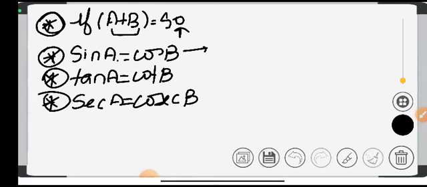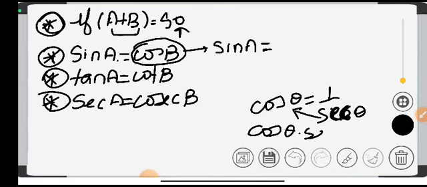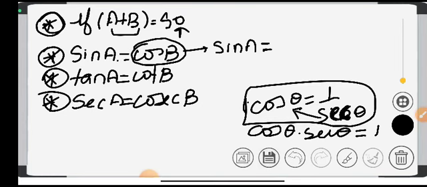If I write this one as sin A, sin A as it is, and if I write cos B, what is cos B? Cos theta. What have you learned about cos theta? I have learned that cos theta is equal to 1 upon sec theta. If I send this sec theta to this side, I will get cos theta into sec theta is equal to 1. In the same way, if I write 1 upon cos B here, I send this here, so what will you get?